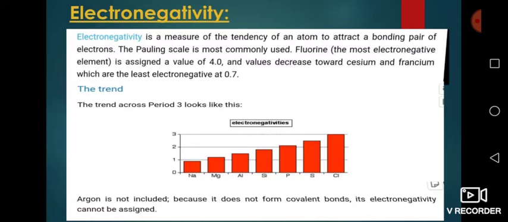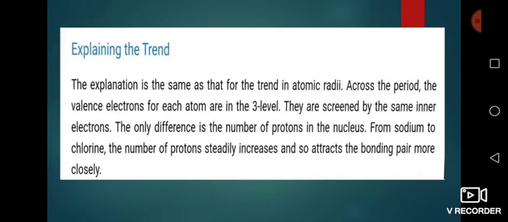The reason behind this is that when we move from one element to the next across the period, the nuclear charge increases by 1 unit and 1 electron is added to the outermost shell of each element. So the positive charge on the nucleus also increases, and now the atom has greater electron attracting power, and as a result electronegativity increases, while in case of argon electronegativity value is not given.